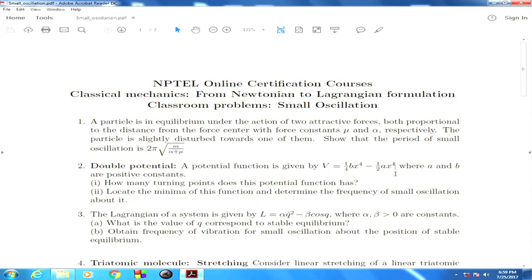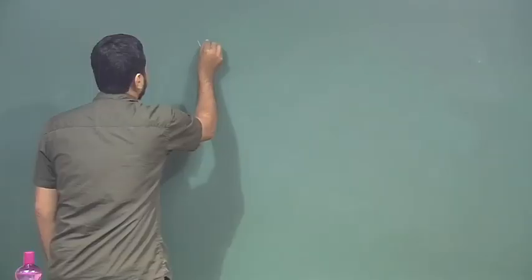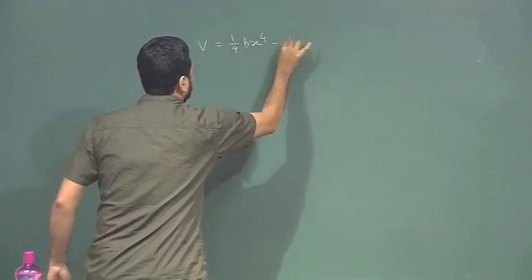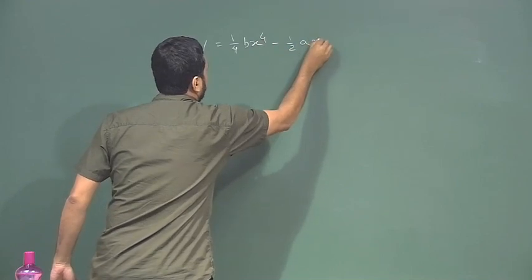Okay. So, we have two parts. First of all, how many turning points does this potential have? We have to look into that, locate the minima of this function, and determine the frequency of small oscillation about it. Okay. So, there are two parts to it.